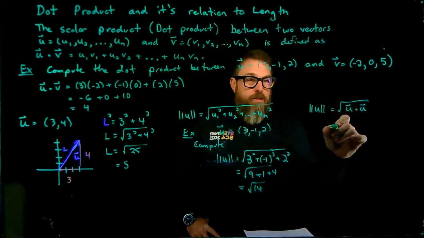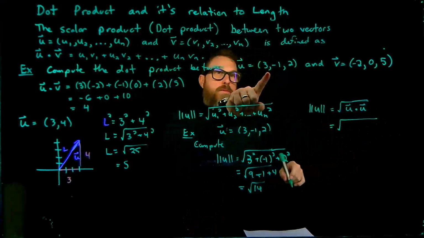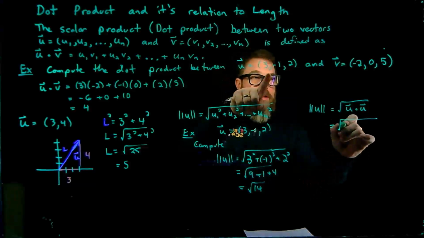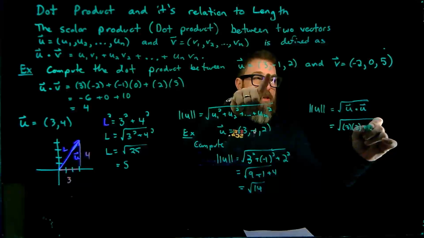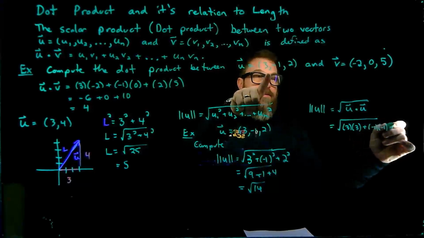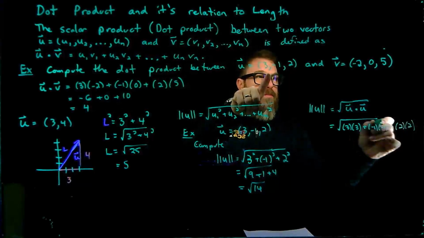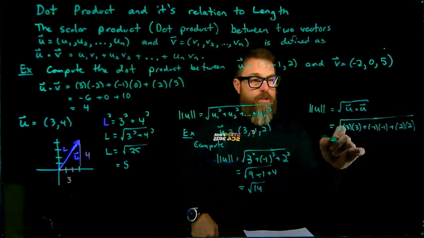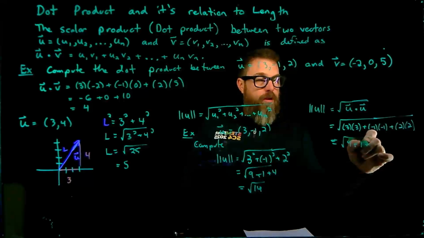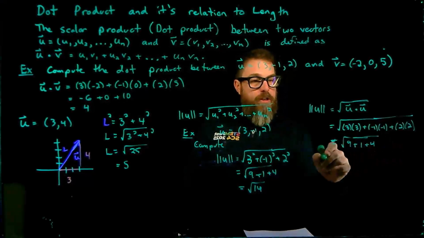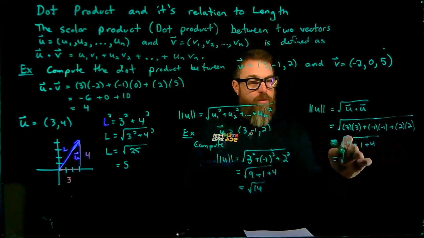Let's check that out. So this is going to be the square root. Well, u dot u, I'm just going to take the multiplication of the first components, but since I'm doing the same vector, it's just going to be 3 times 3, and then negative 1 times negative 1, and then finally plus 2 times 2. And then we can see that this is the same thing as 9 plus 1 plus 4. So what we get here is the square root of 14.